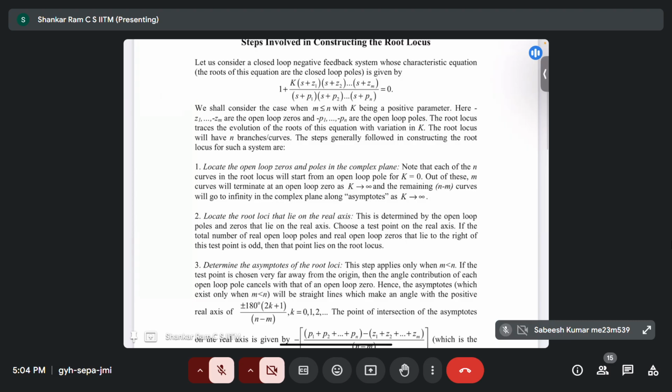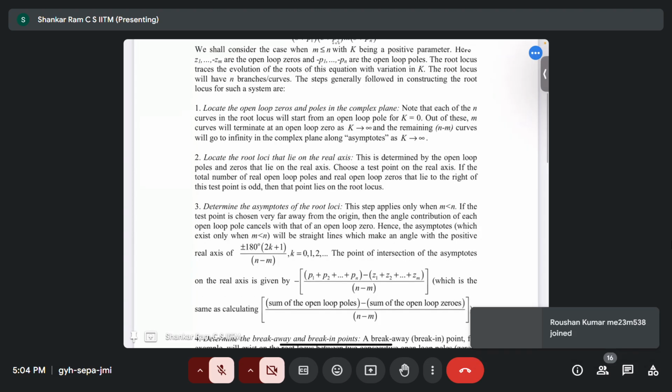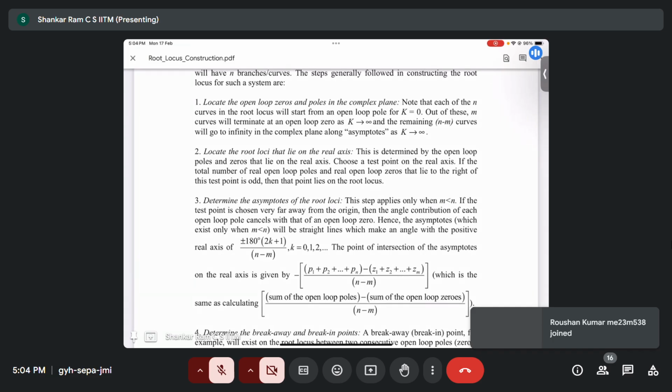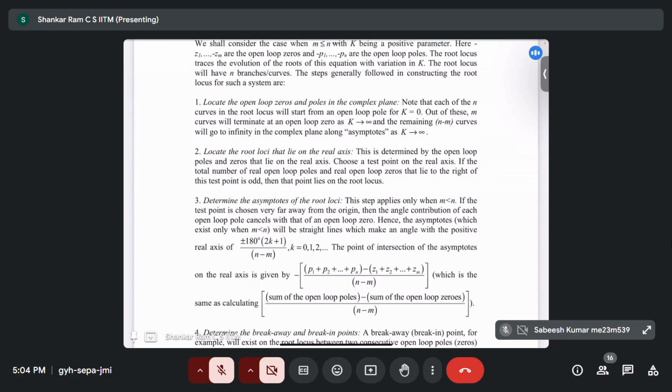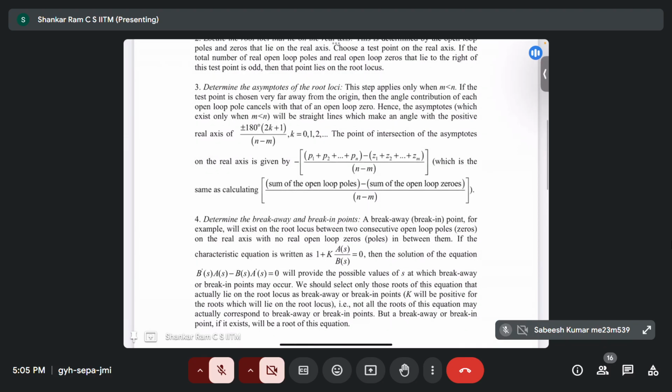And if that number is odd, then that point lies on the root locus. As we observed, that odd number comes because of the angle condition, which necessitates that the phase be an odd multiple of 180 degrees for a value of s to be a closed loop pole. And the third step was to determine the asymptotes of the root locus, which applies only when m is less than n. The angle made by the asymptotes with the positive real axis is plus or minus 180 degrees times (2k plus 1) divided by (n minus m), and the point of intersection was the sum of open loop poles minus the sum of open loop zeros, divided by (n minus m). Okay, so this is where we stopped, right?